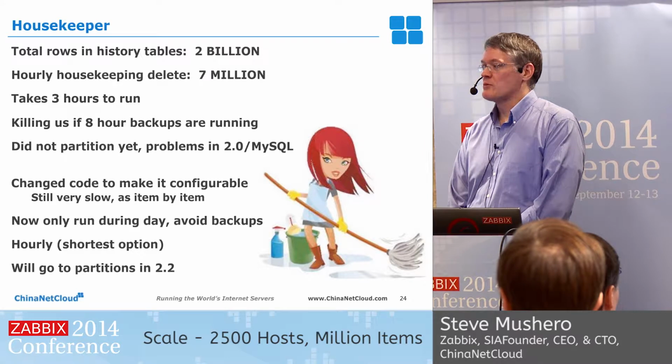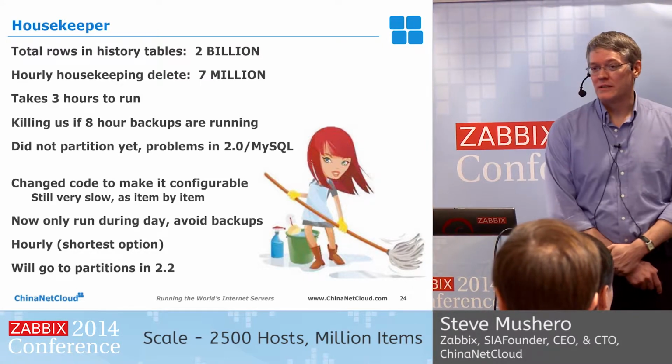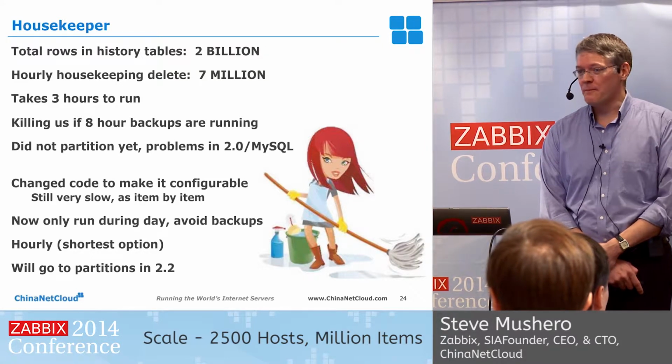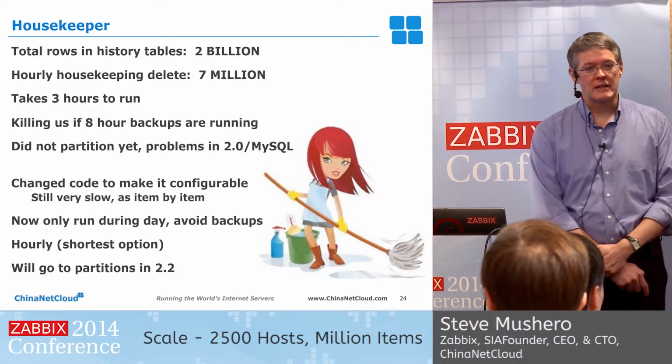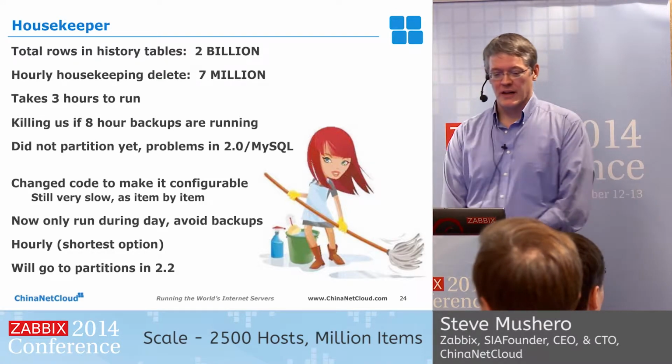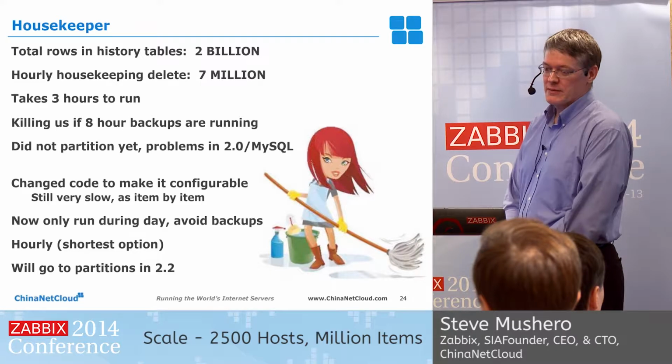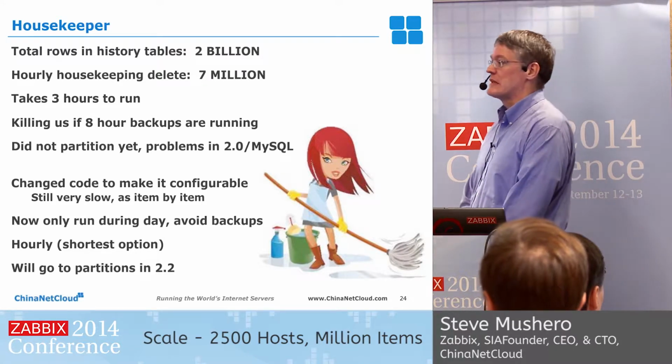And I understand there were problems with that in 2.0, so we didn't do it. We wish we had, but today we run the standard vanilla housekeeping system. So we've got about 2 billion rows in the tables. The housekeeper kills about 7 million each time.